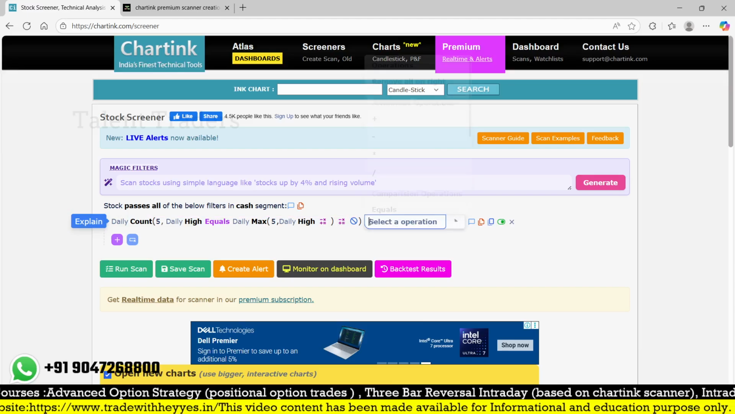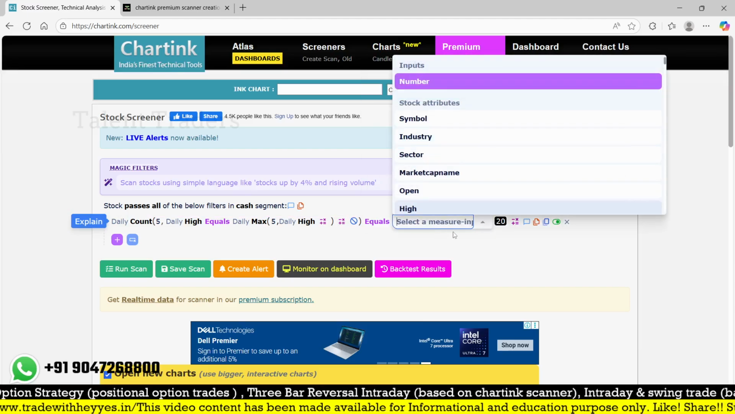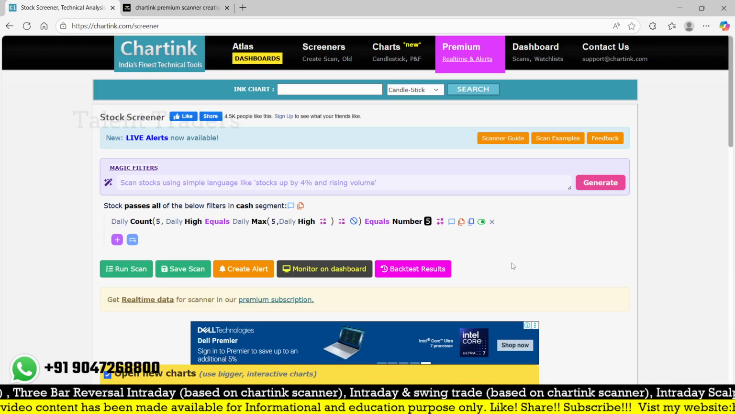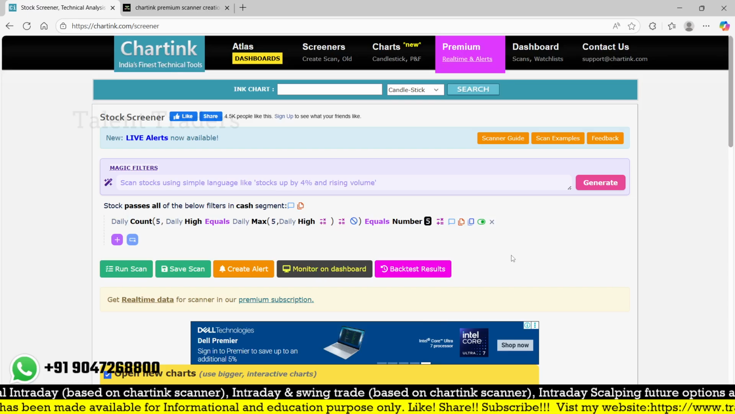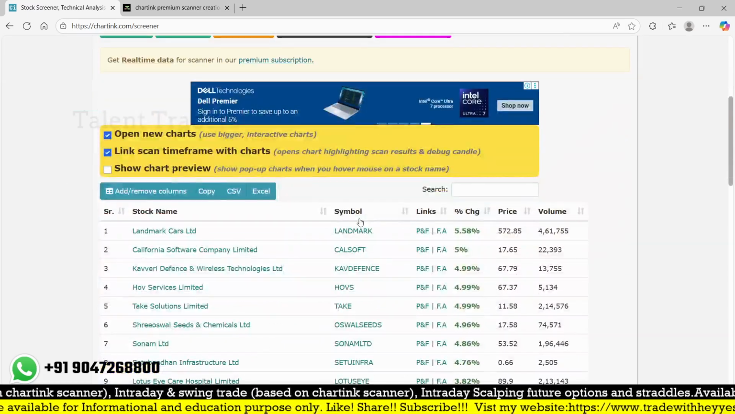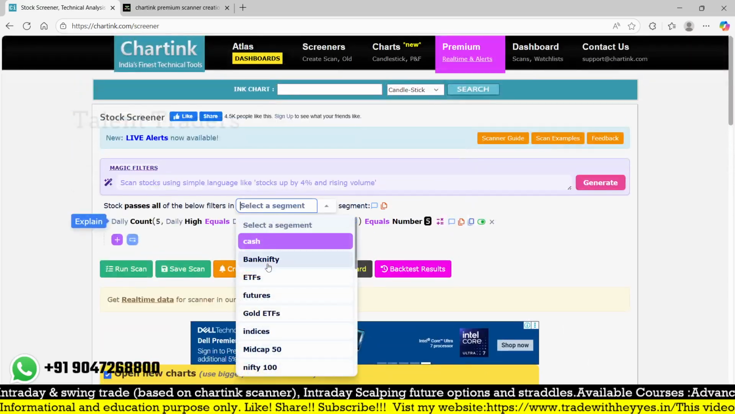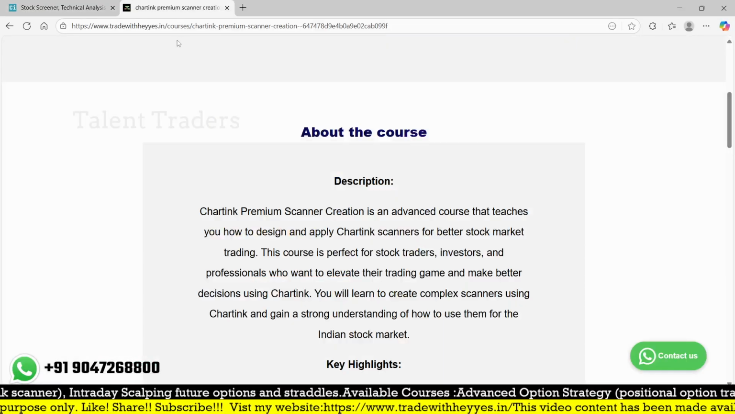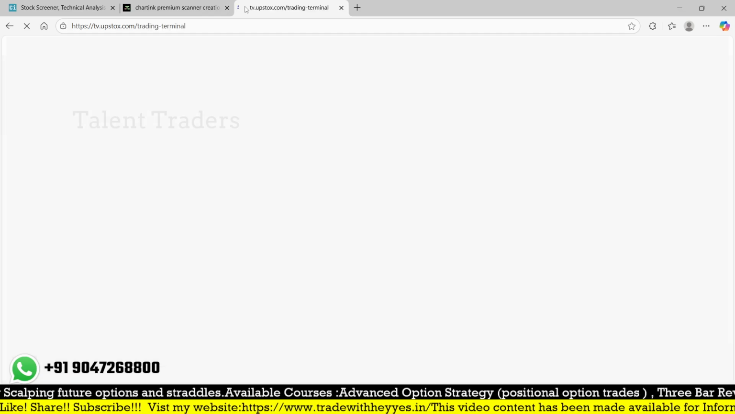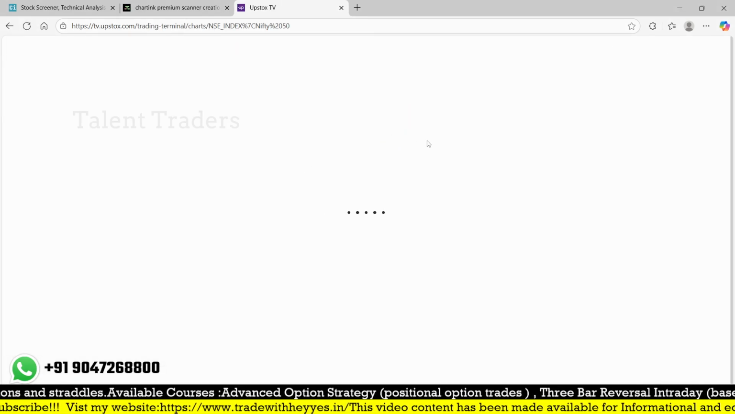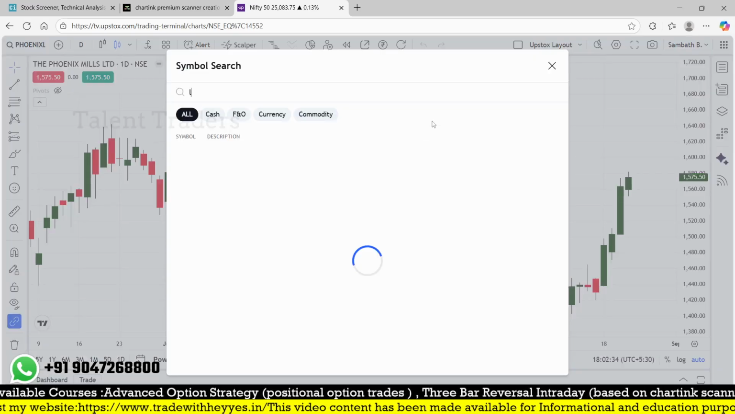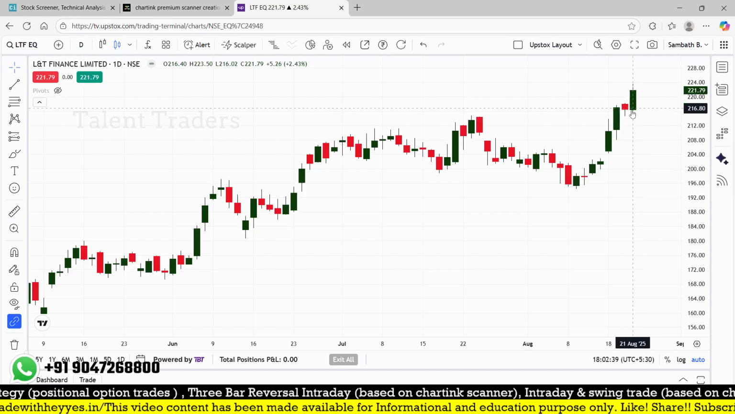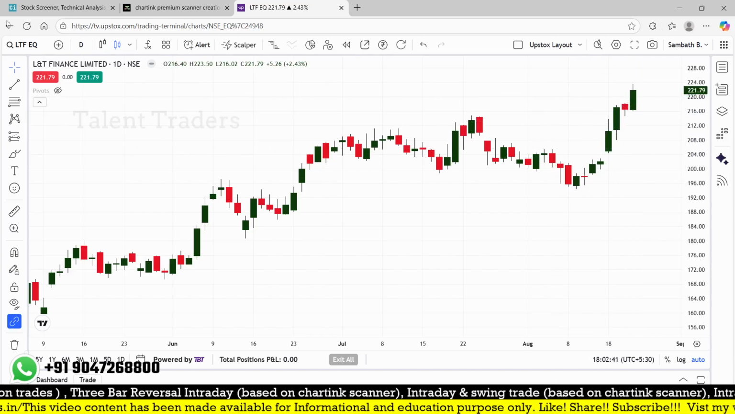Okay, and it should be equal. So here number 5. If you are using 5, then in the last 5 days, today should be the highest one compared to the previous 5. So let me take some L&T Finance, LTF. Let me go for LTF. So if you are looking at it, today is the highest level compared to the last 5 candles.